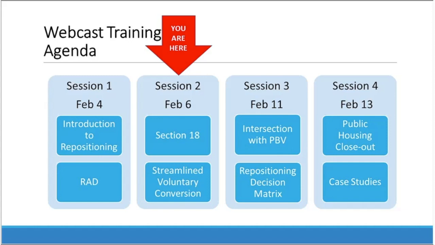So again, this is the second in a four-part series. Today's session is focused on Section 18 and Streamlined Voluntary Conversion. Streamlined Voluntary Conversion is also sometimes referred to as Section 22, so don't get confused if you hear people talk about Section 22. They are probably also referring to Streamlined Voluntary Conversion. We'll focus on those two topics today, and that will continue to build more foundation and general understanding as we progress through the balance of this training and culminate with trainings that will be coming up next Tuesday and Thursday of next week. So we look forward to seeing you at those as well.